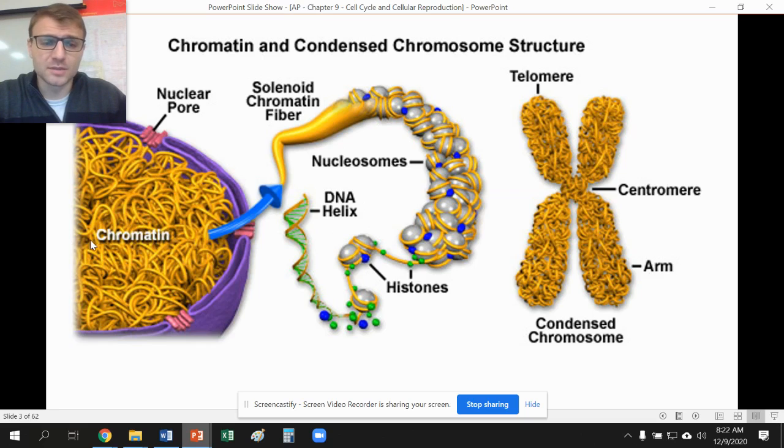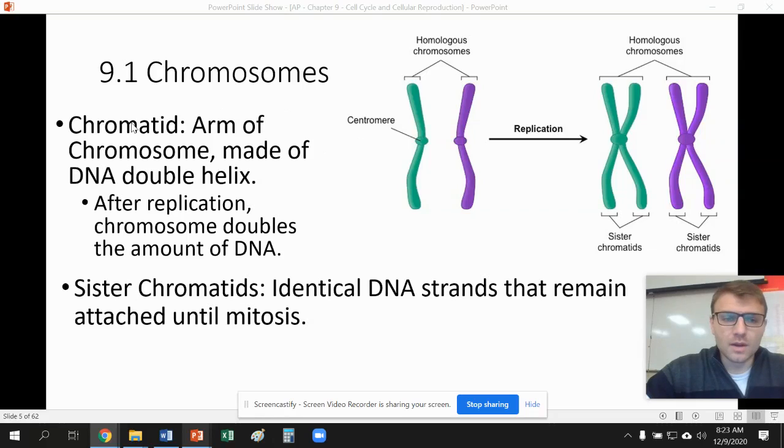The reason being is because we have to read this DNA. If it's packed tightly in the chromosome form here, you can't read it. It's like a closed book. You have to open up the DNA so our cell can read the instructions for life. Again, we're coming back to these chromatids. Each one of these is a chromatid. You can see here where the centromere is as well.